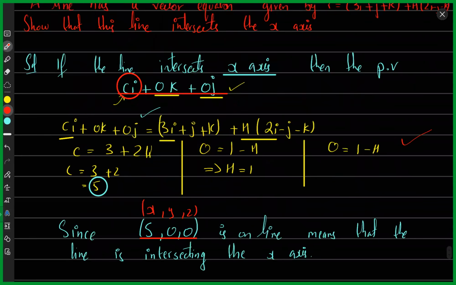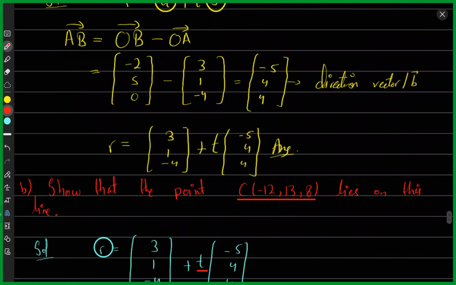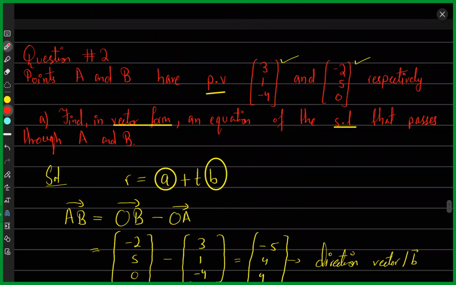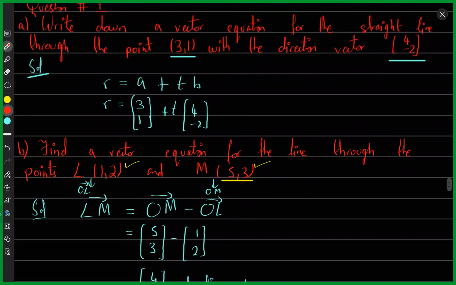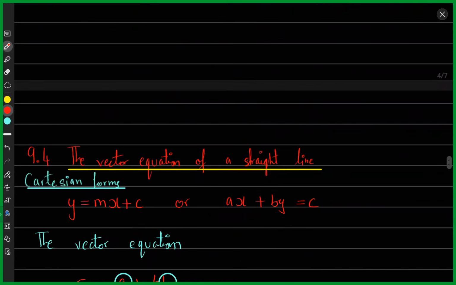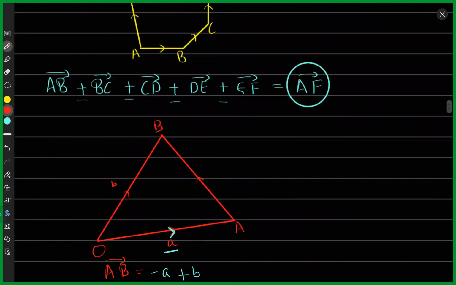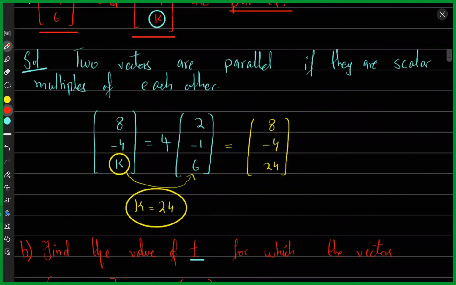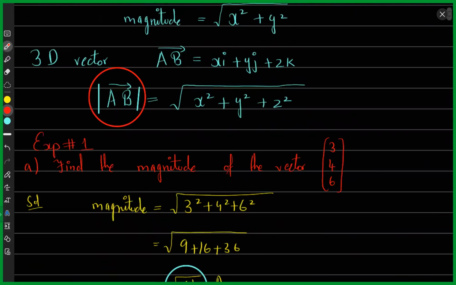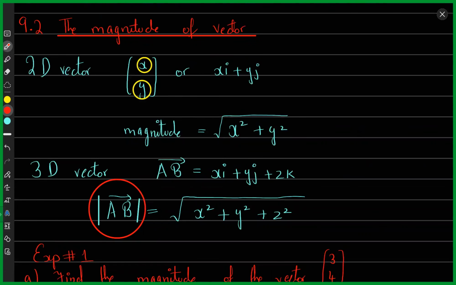So here we had a quick discussion about the vector form of the equation of a straight line. We discussed some questions, we talked about some past paper questions, and before that we had some discussion about the magnitude and the notation of a vector. So I hope that you guys were able to understand all the contents.